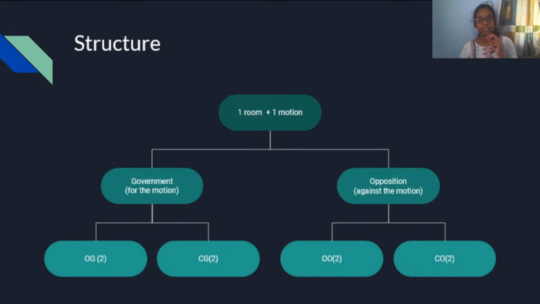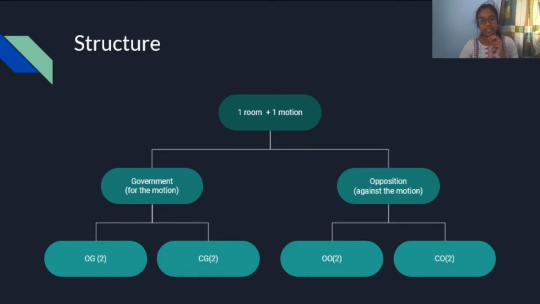So, in a room, you basically have two sides. We have the government side as well as the opposition side. The people belonging to the government side will go for the motion. Basically, they'll have to build up cases along with supporting analysis to tell us why animal testing should be banned. On the other hand, the opposition team should come and tell us why animal testing should not be done. So basically, they go against the motion.